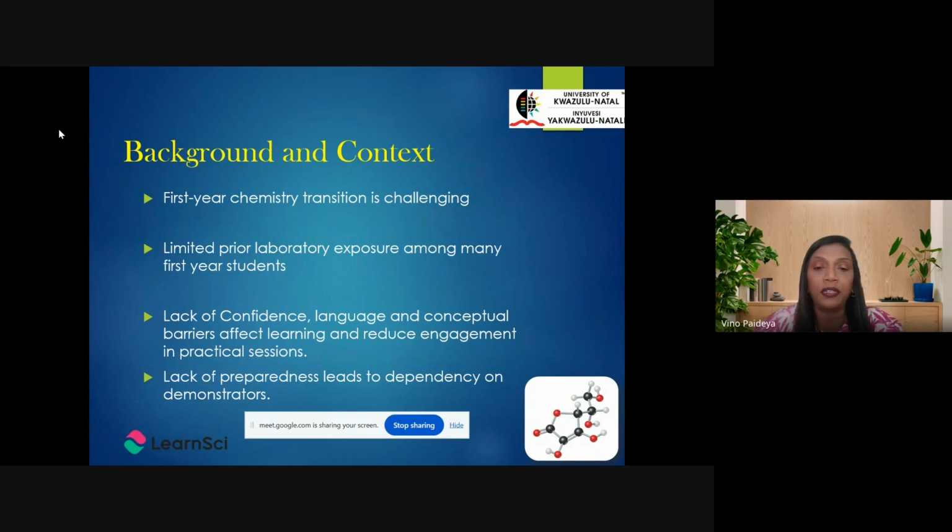So this results in a lack of confidence, language barriers, conceptual barriers as well, that affect their learning and reduce engagement in the lab. A lack of preparedness leads to dependency on the lab demonstrators. And this can be a real problem where the experience that we want the students to have in the lab then becomes more a recipe type thing, where they constantly are not confident about what they're doing. They have no idea about the laboratory apparatus, and there is total dependence on the lab demonstrator.